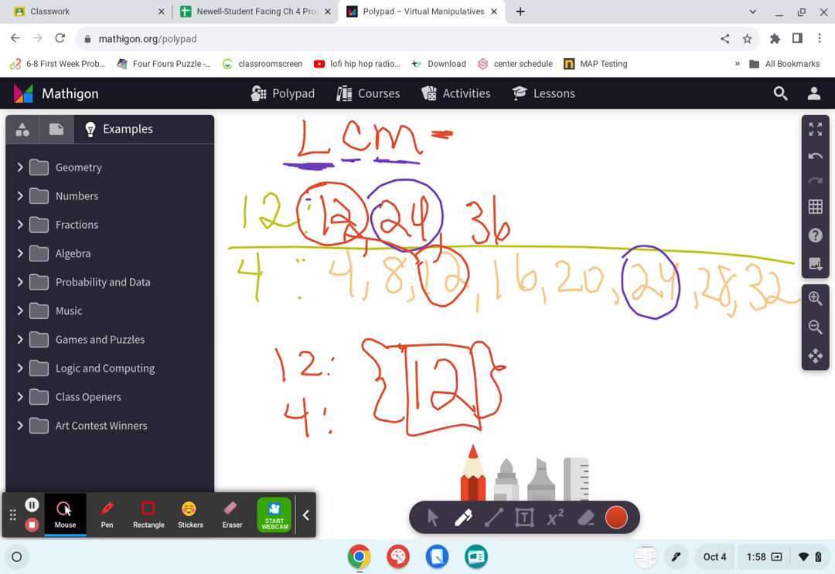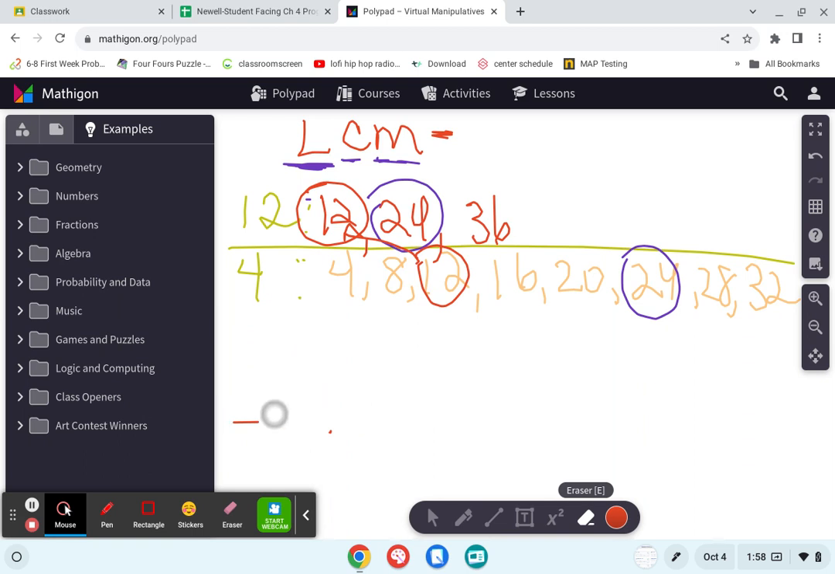Now, another way to do this is to look at both of your multiples and see if one is a factor of the other. And so when I look at 12, I know that 12 is a factor of 4. So that lets me know already that 12 is the least common multiple. I already know that 4 times 3 is 12 and 12 times 1 is 12. So 12 is my least common multiple. Okay. That is pretty much all you need to know.